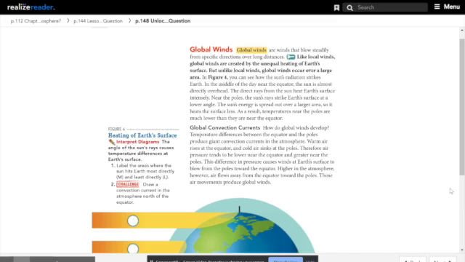In Figure 4, you can see how the sun's radiation strikes Earth. In the middle of the day near the equator, the sun is the most directly overhead. The direct rays from the sun heat Earth's surface intensely. Near the poles, the sun's rays strike the Earth's surface at a lower angle. The sun's energy is spread out over a larger area, so it heats the surface less. As a result, temperatures near the poles are much lower than they are near the equator, and we talked about that in depth at the beginning of the year when we talked about the seasons.